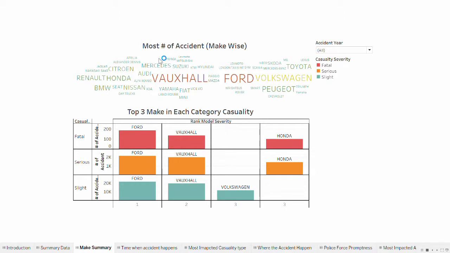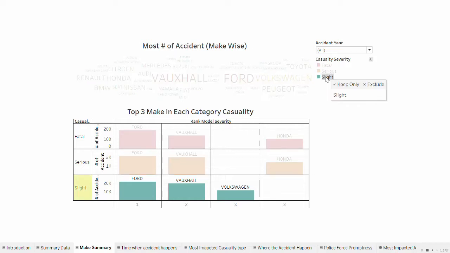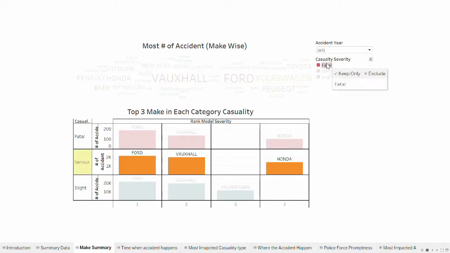Second comes the make of the accident. Which makes have the most number of accidents? We can see that Vauxhall and Volkswagen top the list when it comes to fatal and serious. Honda takes the third position, whereas in the slight accident category, Volkswagen takes the third position. You can always select the one that you want to see, and if you select it, only the piece that you want to focus on would be selected.